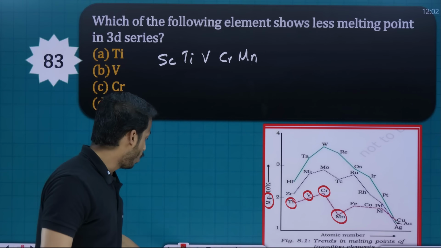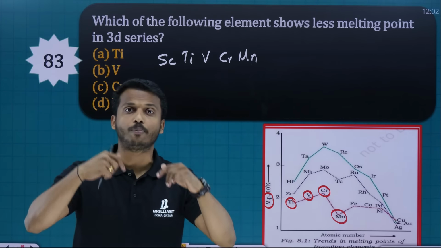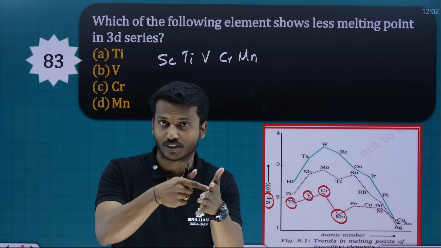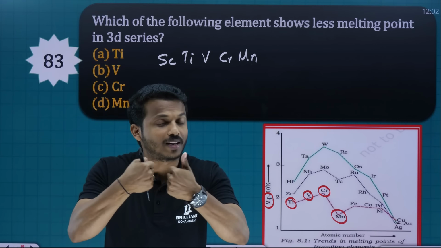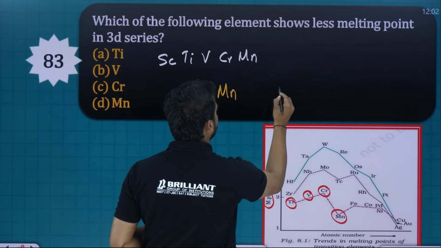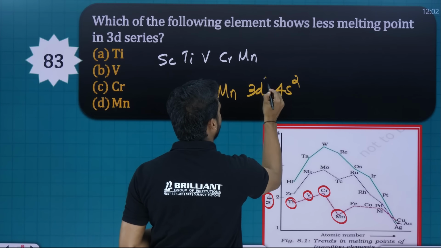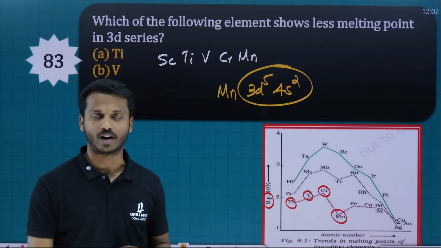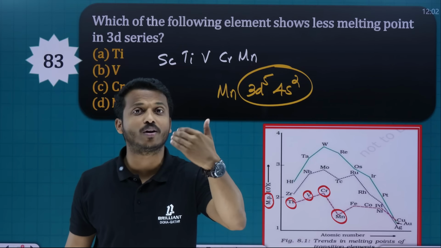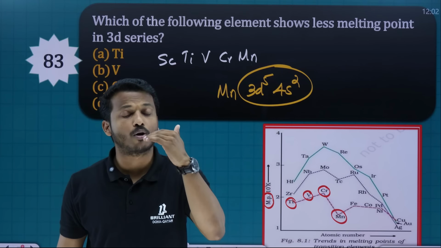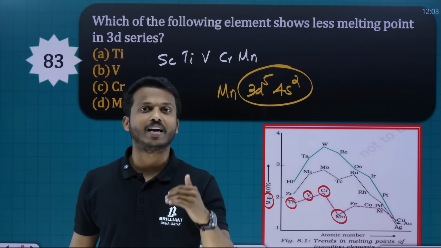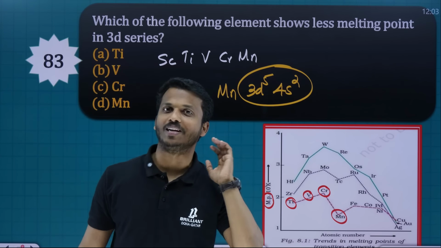Manganese. Why? When an element shows a high melting point, first of all, if a larger number of unpaired electrons take part in bonding, they form a strong metallic bond, so their melting point will be high. Manganese, the configuration is what? 4s2 3d5. It is a stable one. It's half-filled stable, right? Since manganese has this stabilization, not all electrons can take part in bonding. So, fewer unpaired electrons can take part in bonding. Therefore, it forms a weak metallic bond. Weak metallic bond means low melting point.